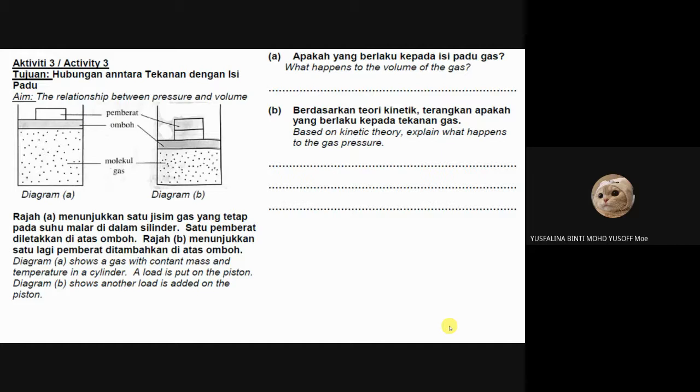Then I put a load on the top of the piston. In diagram B, I put another load added on the piston. What is the function of the load here? It is actually to reduce the volume of the space here. So what happened to the volume of the gas? The volume will be decreased, because I increase the load here.